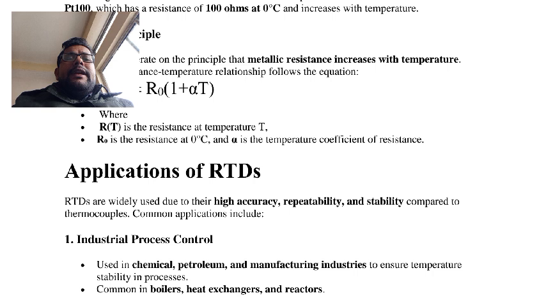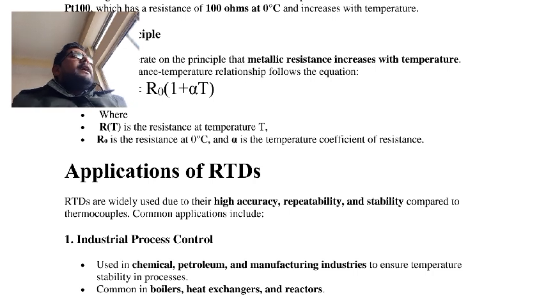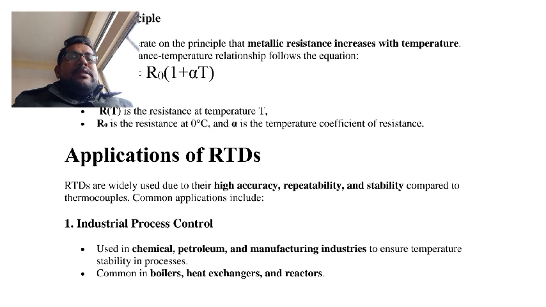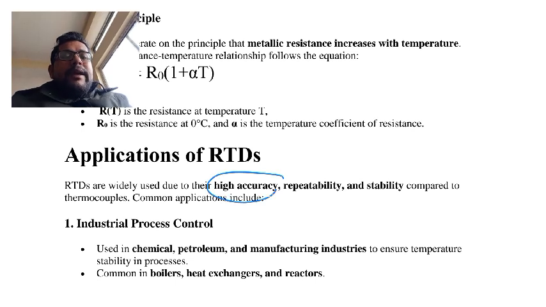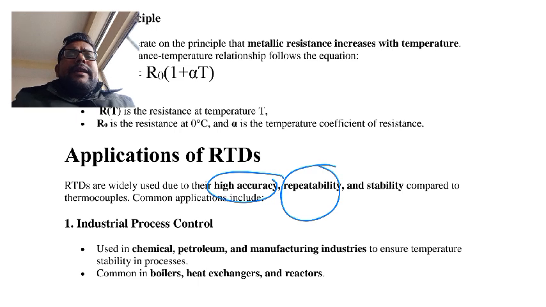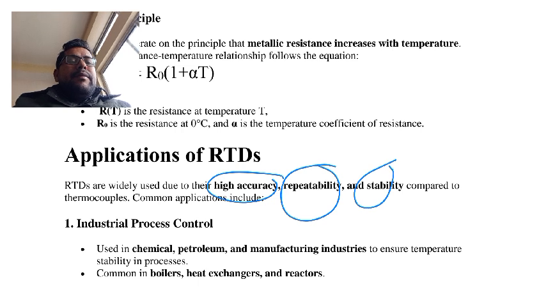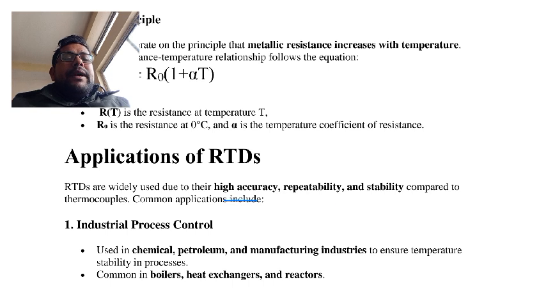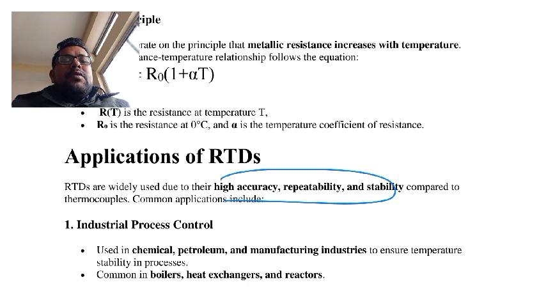First, its main function is to measure temperature, and it can be used in different places. RTDs are widely used due to their high accuracy. First, it is used because its accuracy is very high. Repeatability: it provides approximately the same output. Its repeatability is high, and its stability is generally very high, because generally we use platinum material for these. That's why it is preferred compared to the thermocouple.